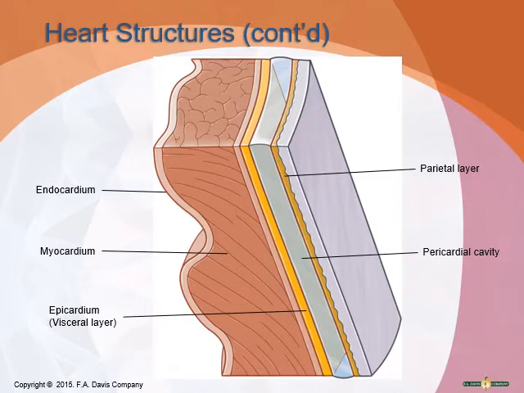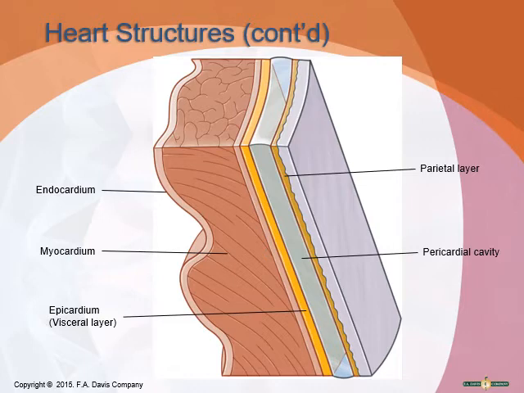Now let's talk about the heart wall. The heart wall has three layers to it. So, just to confuse you, the outermost layer of the heart wall is the same thing as the innermost layer of the pericardium. This is called the epicardium, also known as the visceral layer of the serous pericardium. This layer is made up of squamous epithelial cells.